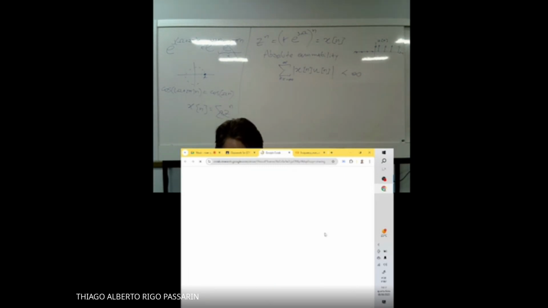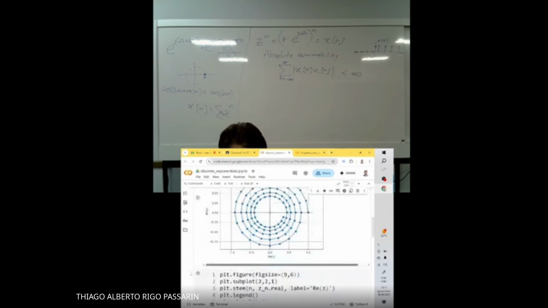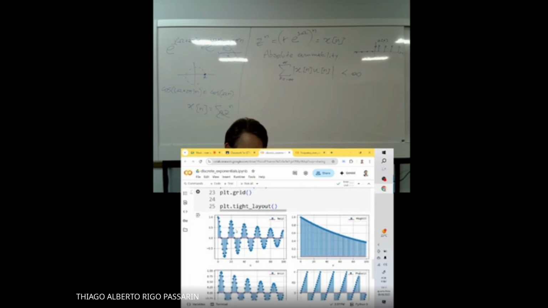Let's go to the other script and pray for my computer not to shut down. Control F9. Do you think this guy is absolutely summable? Yes, because the amplitude is decreasing. Eventually, it will be too small to add something. The amplitude tends to zero when n tends to infinity. So the sum will converge.